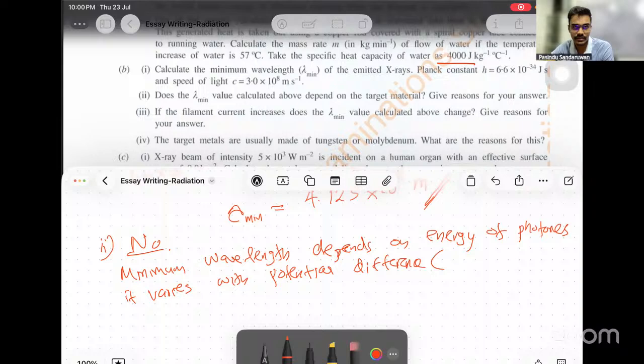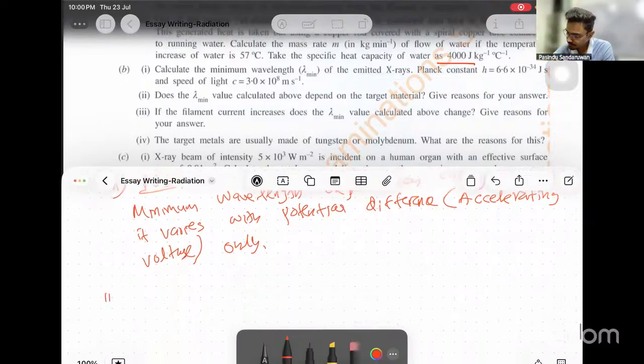In the language of X-rays, we call this potential difference the accelerating voltage. It varies with the accelerating voltage only. So that's a big no. Third one.